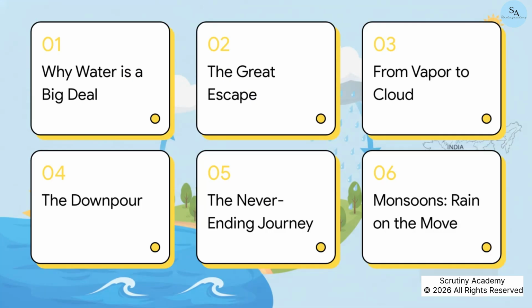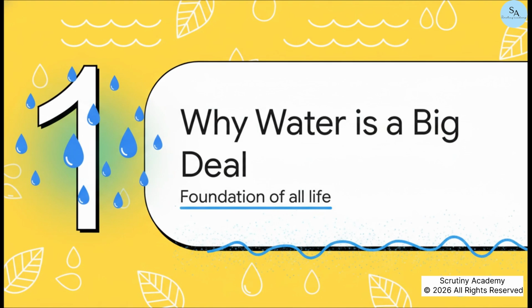Okay, so here's our roadmap. First, we'll talk about why water is such a big deal in the first place. Then, we'll see its great escape into the sky. After that, we'll look at how invisible vapor turns into a real cloud and how that cloud leads to a downpour. And finally, we'll zoom out to see the whole never-ending journey and talk about monsoons, which are basically rain on the move.